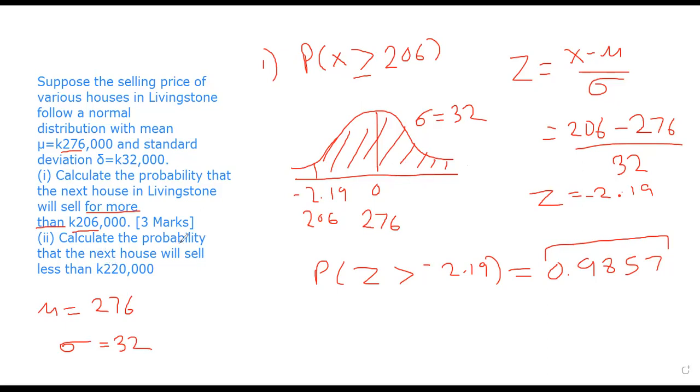So what is the probability that it will sell for less than 220? So we illustrate. Okay, then it's 276. Then 220 somewhere here. Then we're going to shade the left side because it's saying less than.